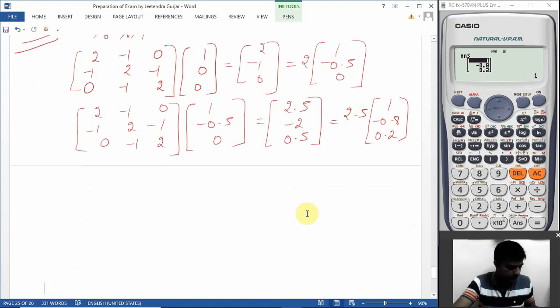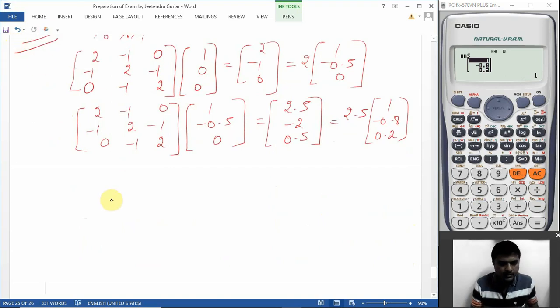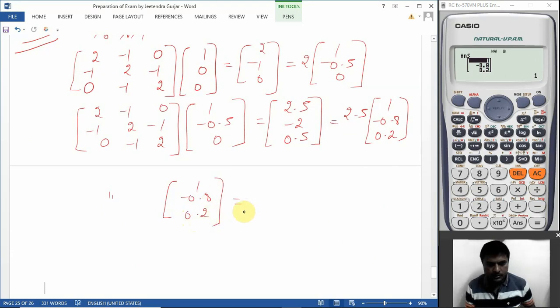So what is the largest eigenvalue? 3.41 is the largest eigenvalue, and the eigenvector is 0.8, -1, 0.61. If you write the answer properly, if you get this answer, students, nobody can cut your marks. So this is the last example we have taken very well.